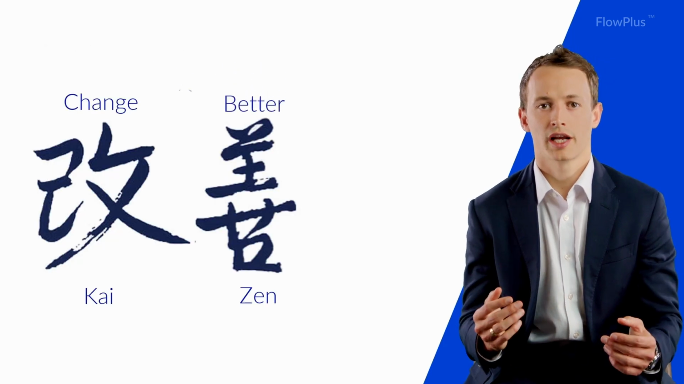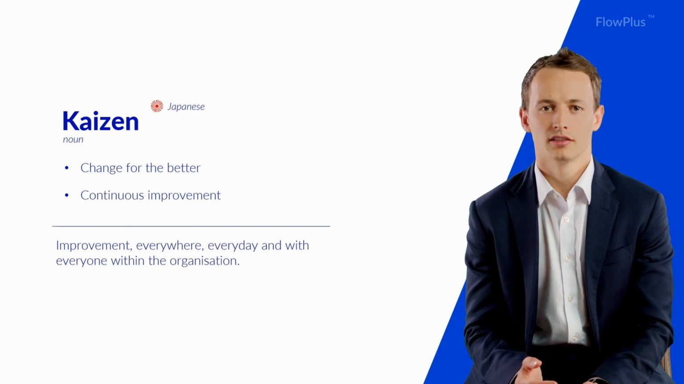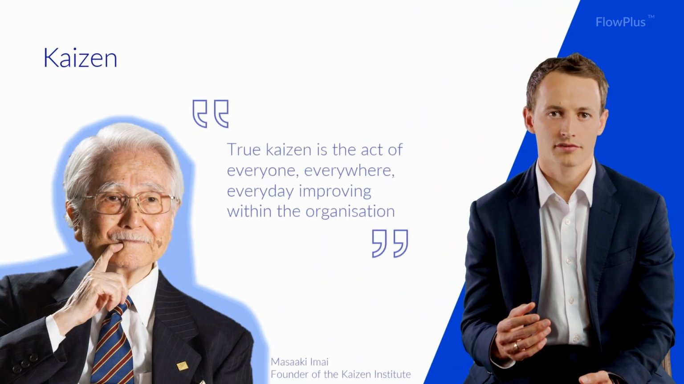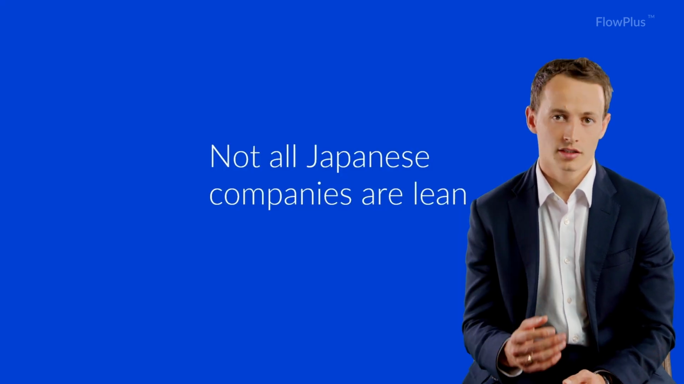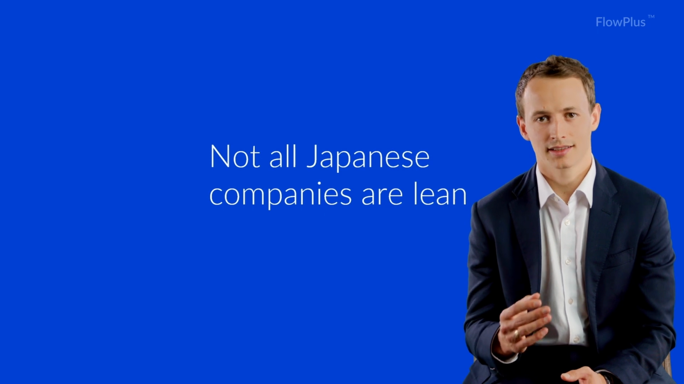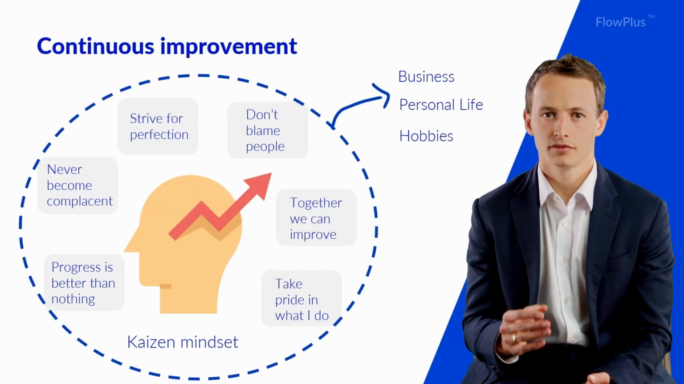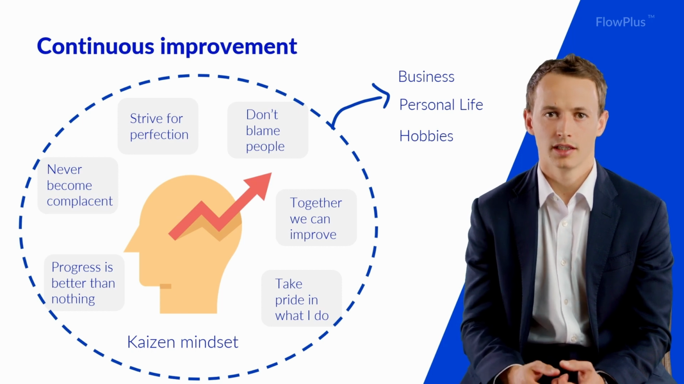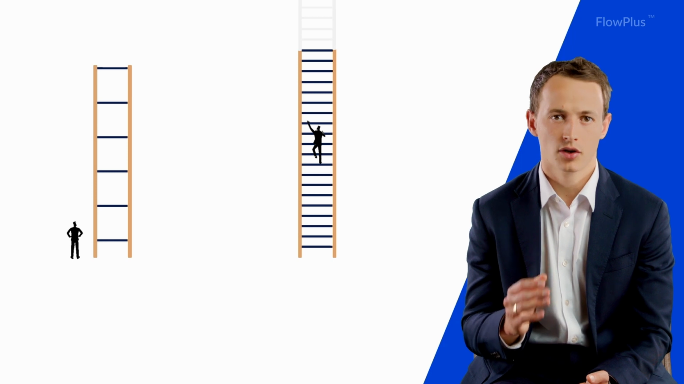Kaizen means to change for the better. Complacency is the enemy of a Kaizen culture. True Kaizen is the act of everyone, everywhere, and every day improving within the organisation. Japanese companies have the exact same problems as every other country. We often convince ourselves that a change is only meaningful if it's big and recognisable by outsiders. However, that is not the case.